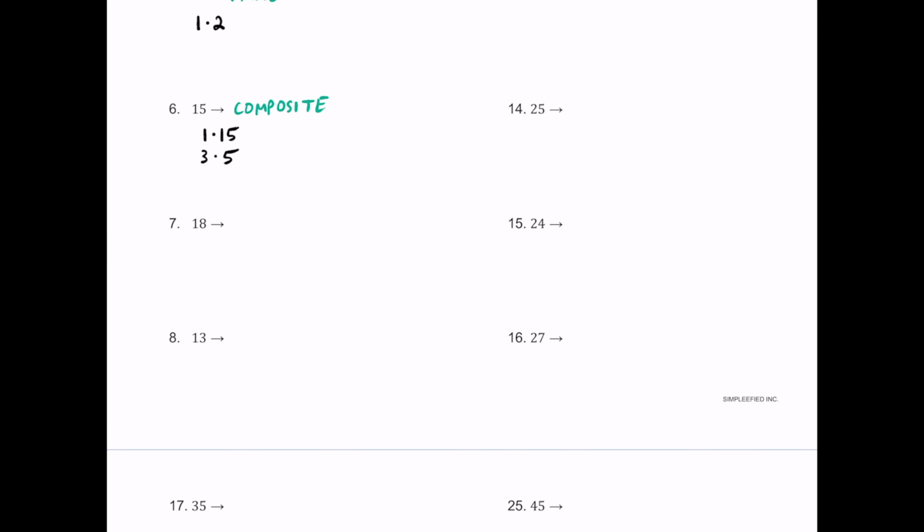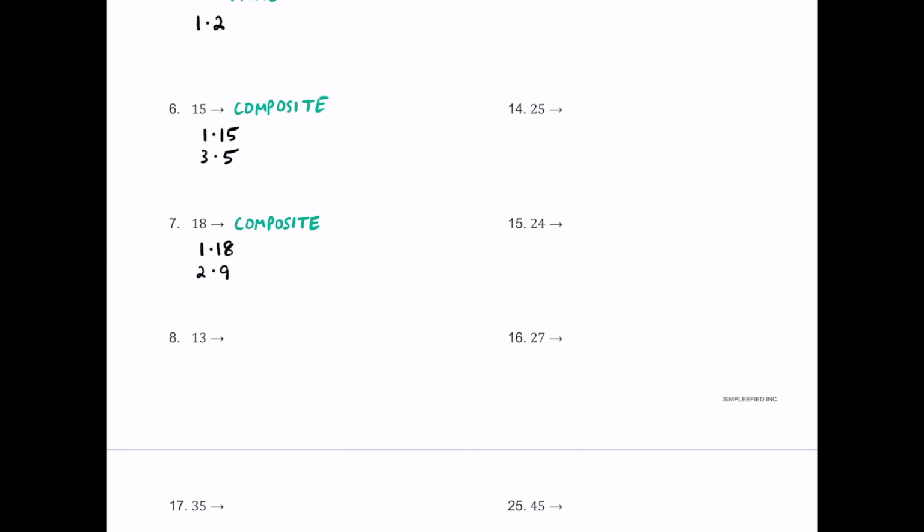For number 7, we have the number 18. So that's definitely an even number. So any even numbers besides 2 will always be a composite number, just because you can divide it by 2. So 18 is a composite number.